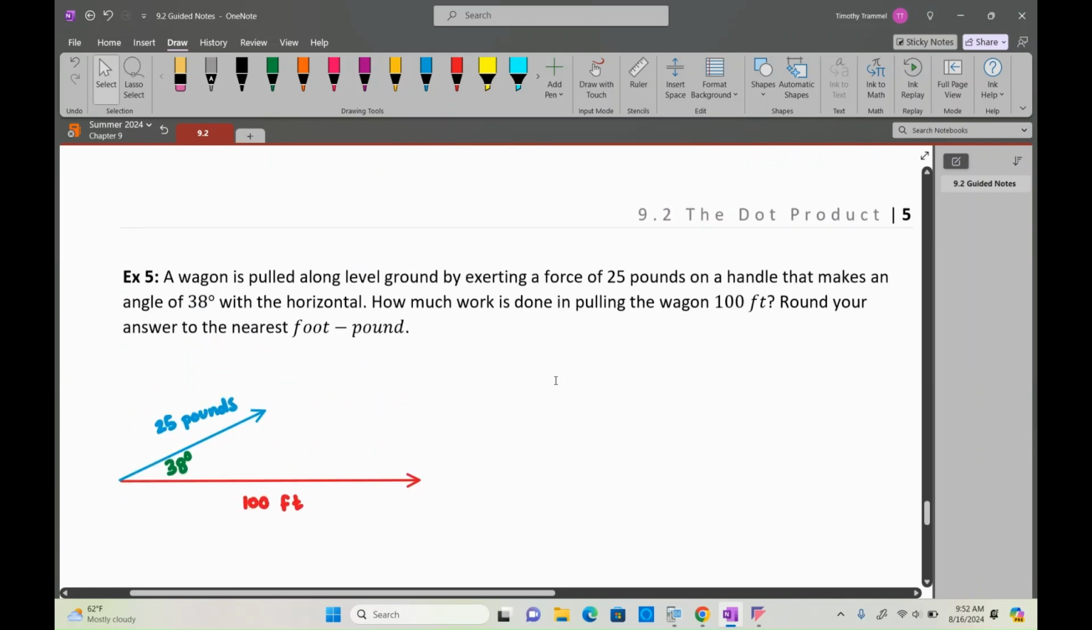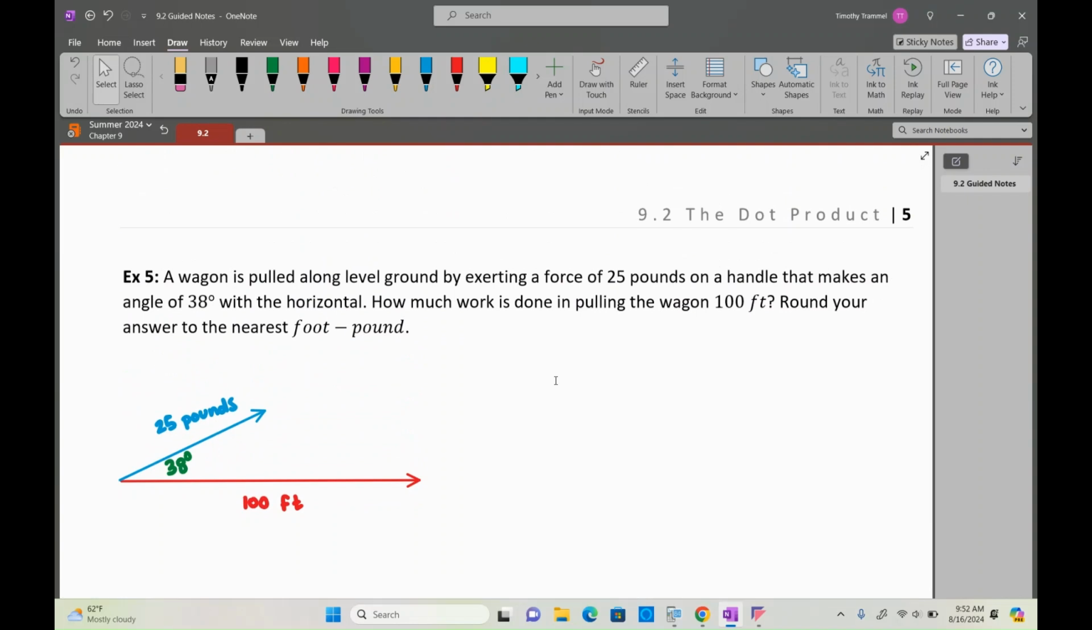This says a wagon is pulled along level ground by exerting a force of 25 pounds on a handle that makes an angle of 38 degrees with the horizontal. How much work is done by pulling the wagon 100 feet? Round your answer to the nearest foot pound. They've already given us the magnitude of the force, which is 25 pounds, and the magnitude of the displacement, which is 100 feet. And they've given us the angle between the two vectors.